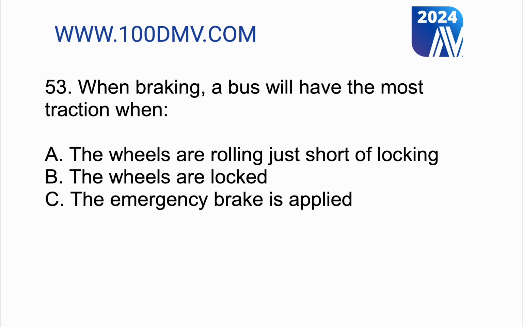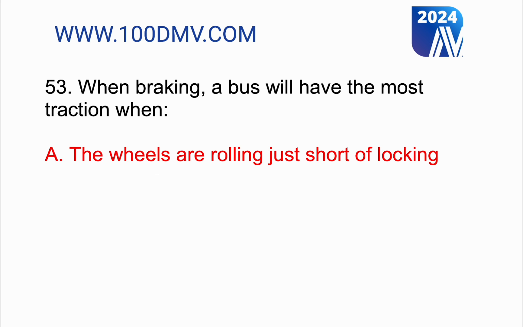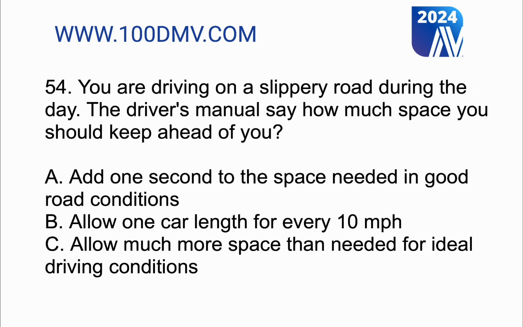53. When braking, a bus will have the most traction when A, the wheels are rolling just short of locking. B, the wheels are locked. C, the emergency brake is applied. Correct answer. A, the wheels are rolling just short of locking.